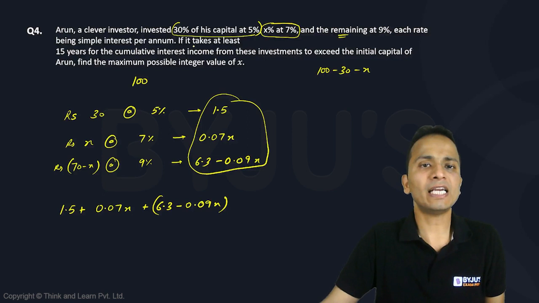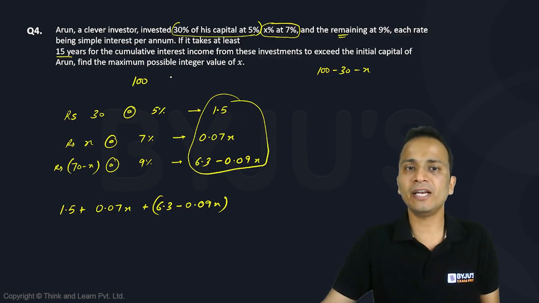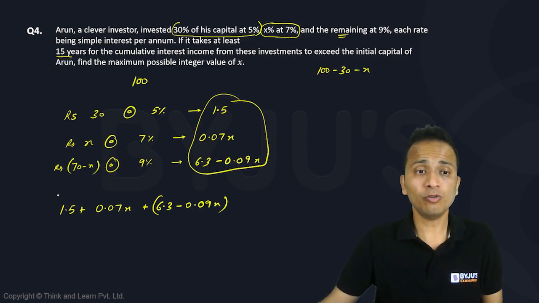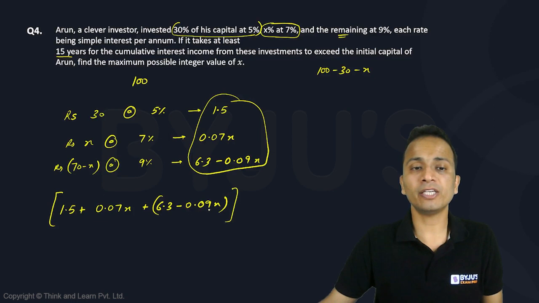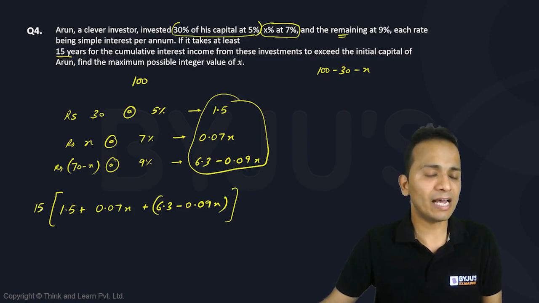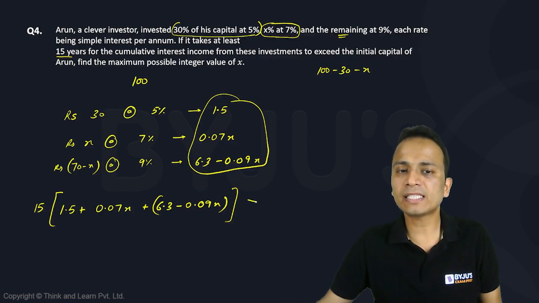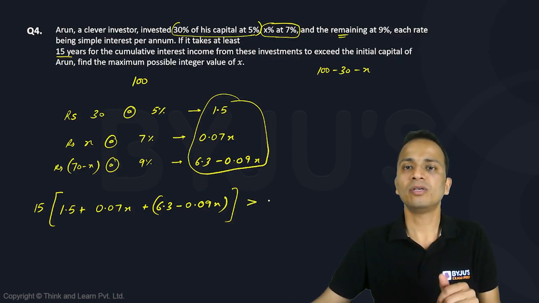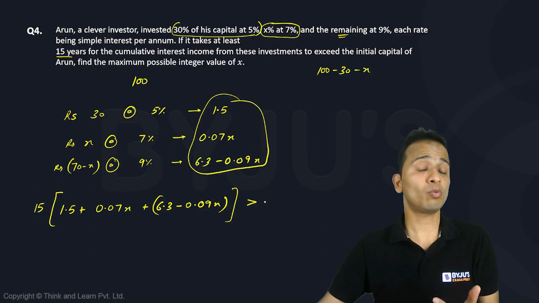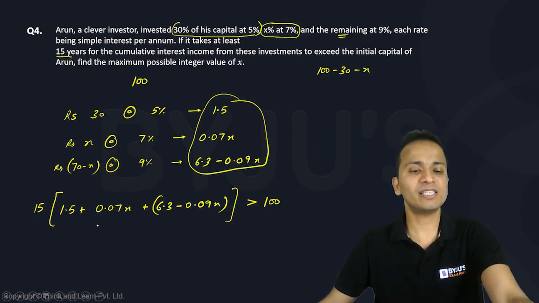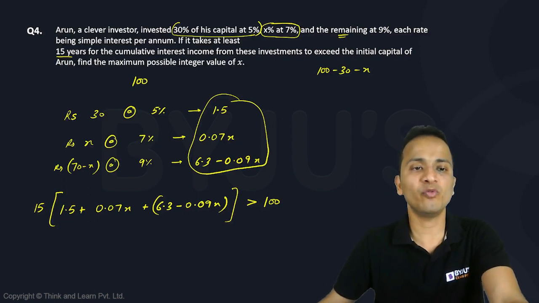Now the question says that it takes at least 15 years for the entire interest to exceed the initial capital. So what will the interest be after 15 years? It will be 15 times the annual interest, and it takes at least 15 years to exceed the initial capital. What was the initial capital? It was 100. Okay, so this is the inequality that we have got.